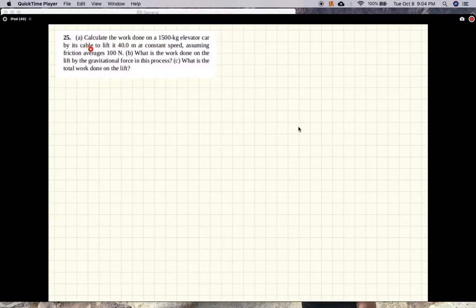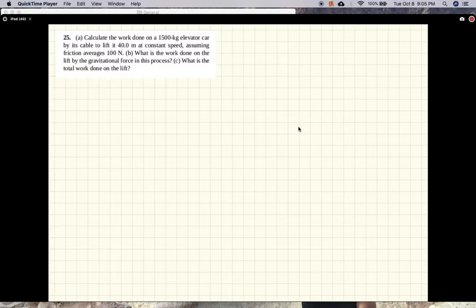This problem says calculate the work done on a 1500 kg elevator car by its cable to lift it 40 meters at constant speed, assuming average friction is 100 newtons. What is the work done on the lift by the gravitational force in this process? What is the total work done on the lift?